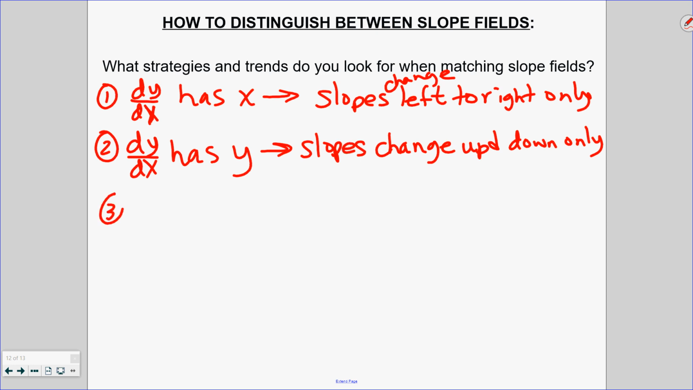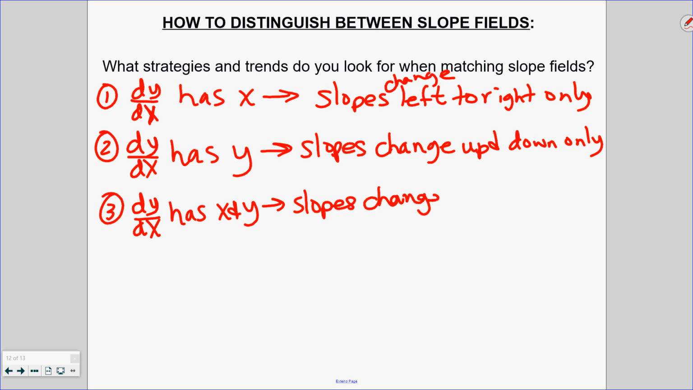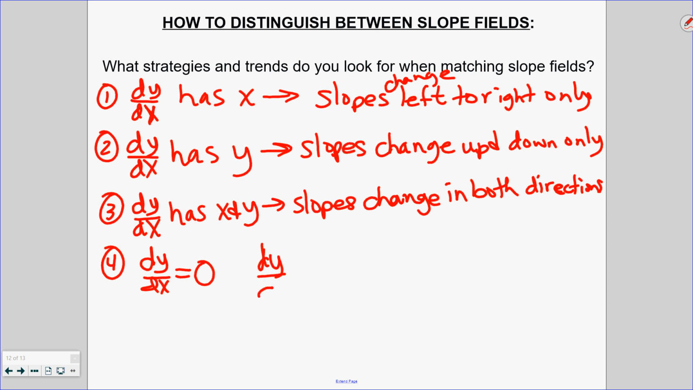If dy/dx has x and y, then the slopes change in both directions. If you have both, you know they're not following a vertical or horizontal line where they stay the same, so there's an x and a y. My biggest thing that I always try is I look for places where dy/dx equals 0, and I look for where dy/dx would be undefined.